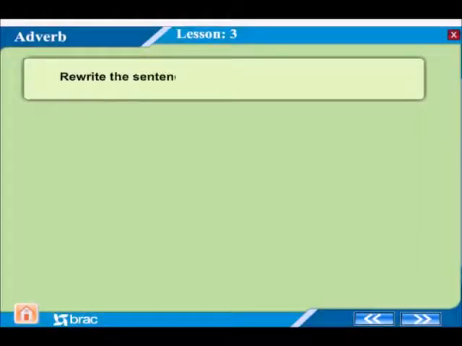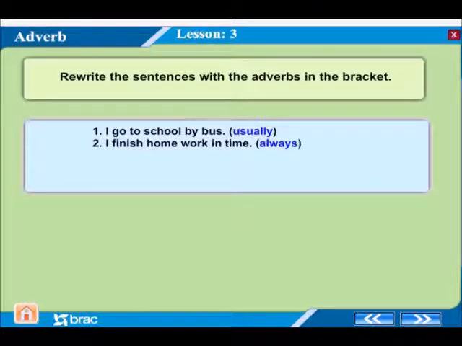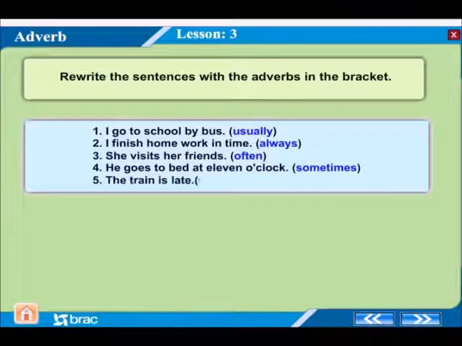Rewrite the sentence with the adverbs in the bracket. I go to school by bus, usually. I finish homework in time, always. She visits her friends often. He goes to bed at 11 o'clock, sometimes. The train is late, never.